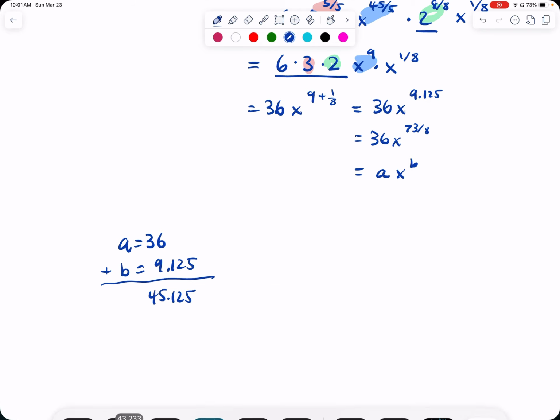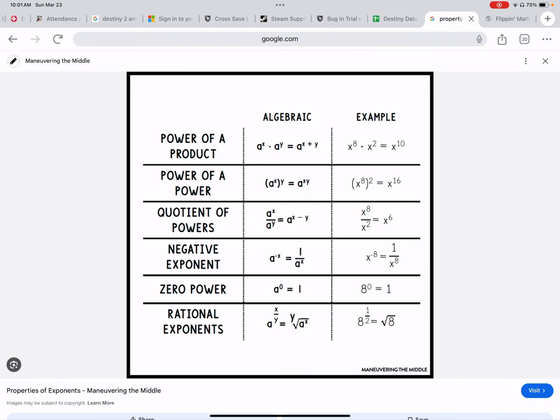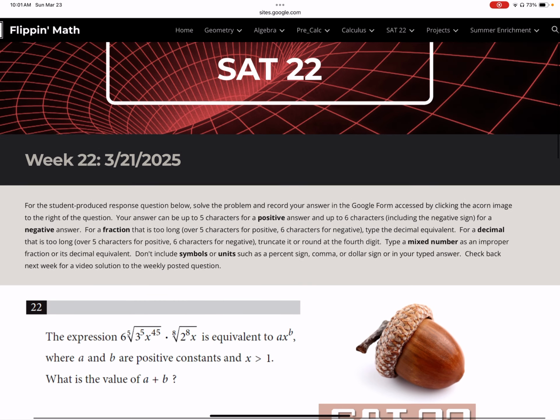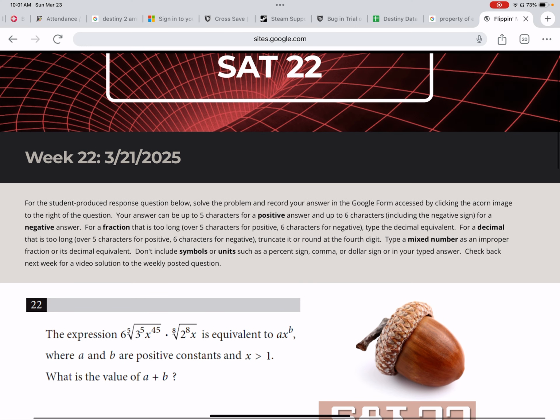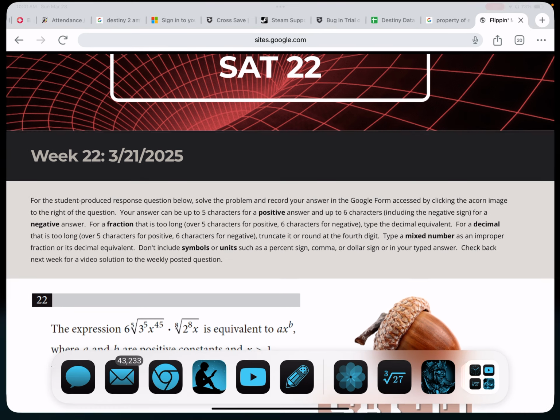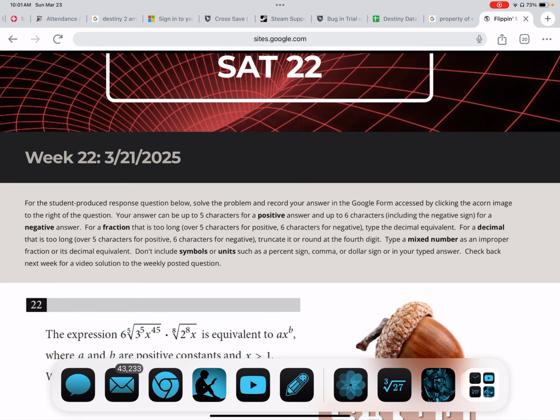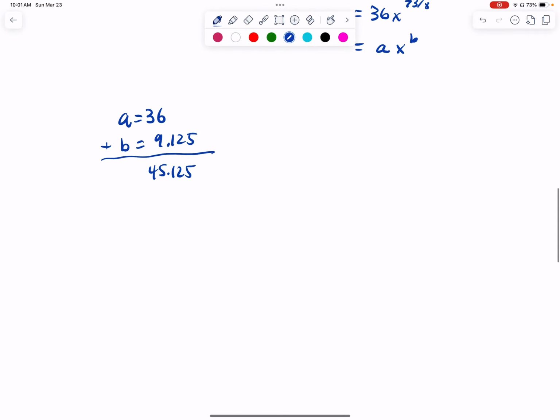Now here's the deal though. If we go back to the instructions, which are right here, it tells us that we only have 5 characters to work from, 6 characters if it was a negative number where the negative sign counts as one of the characters. Now, when we talk about characters, we're not necessarily talking about numbers, because the decimal point actually counts as a character. So this is 1, 2, 3, 4, 5.